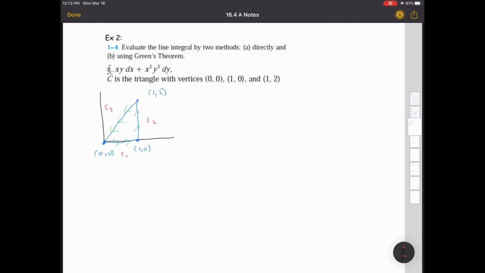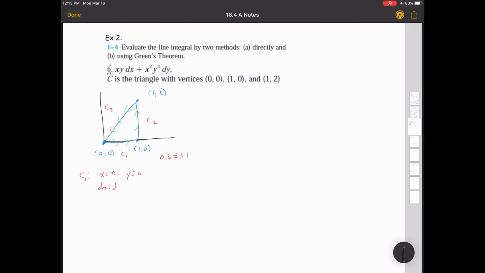And since they are linear, once again, all of the line integrals are going to go from 0 to 1. So 0 is less than or equal to t, less than or equal to 1. So let's just do C1 first. C1 is going to be defined from 0, 0 to 1, 0. So that means that x is simply going to be t. y is going to be 0.